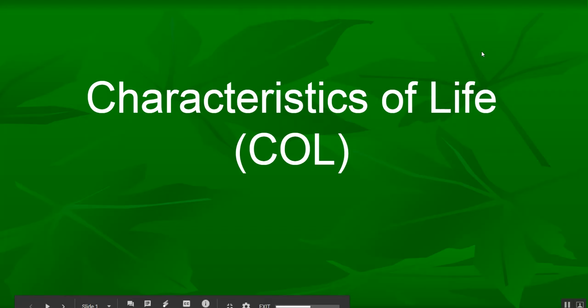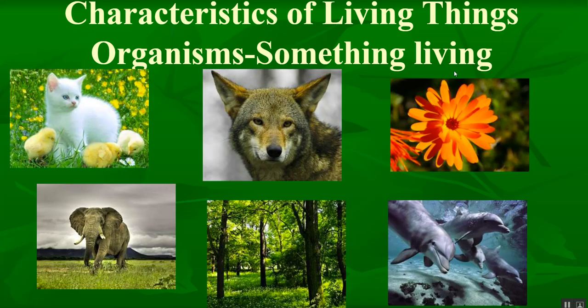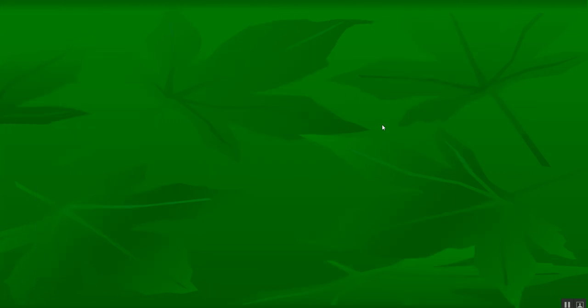All right, welcome to your Characteristics of Life, or COL Flipped Notes. So we're going to be looking at the characteristics of living things. In case you forgot, a characteristic is a trait, and an organism is something that's alive. So it could be a plant or an animal. Actually, it could be a fungus or a bacteria as well. Those are also organisms.